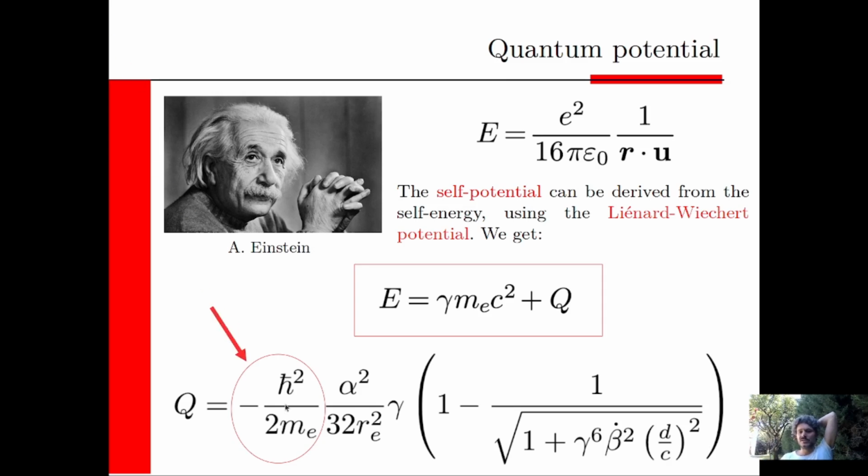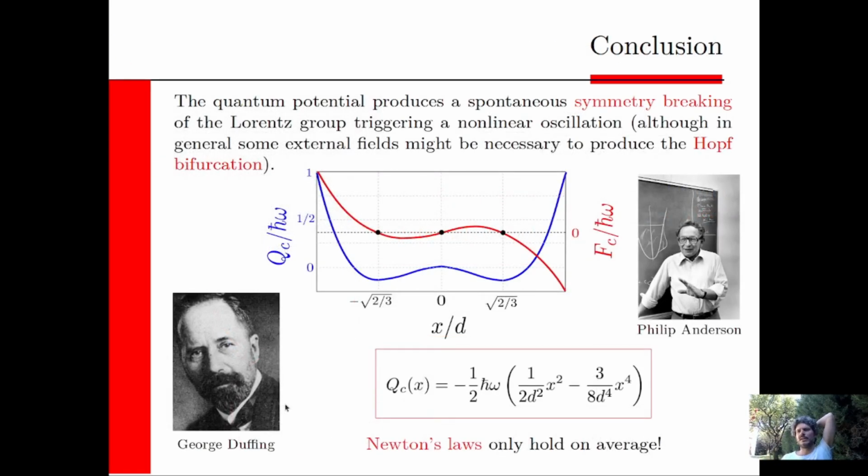Just to give an approximation of this quantum potential, to understand how you lose the stability, you can use the harmonic oscillator formula. Acceleration equals minus the frequency squared times position, and then you develop in series, and the first two terms in the expansion give you just a Duffing potential. So basically the rest state, you see it here, is destabilized, and the particle starts to jiggle. And this constitutes a phenomenon of symmetry breaking, like that one found by Phil Anderson in the Higgs mechanism, for instance, but it's a symmetry breaking of the Lorentz group, triggering a nonlinear oscillation.